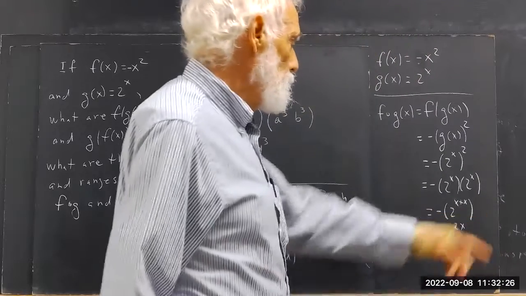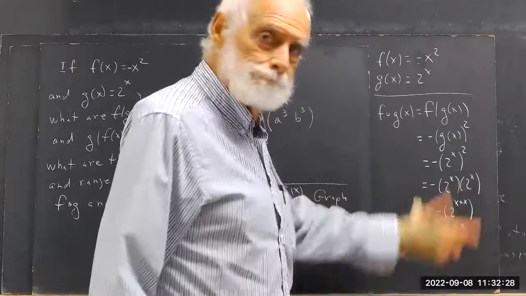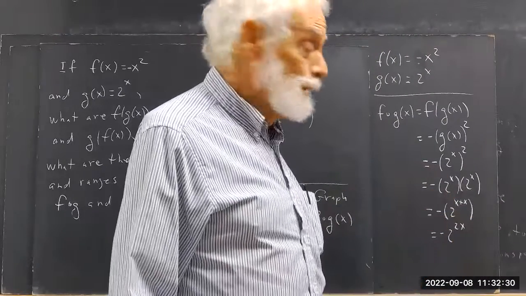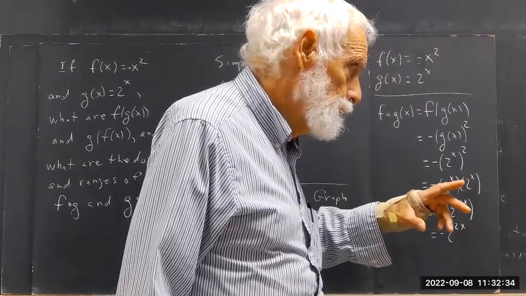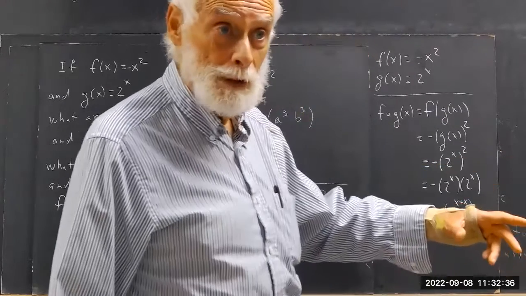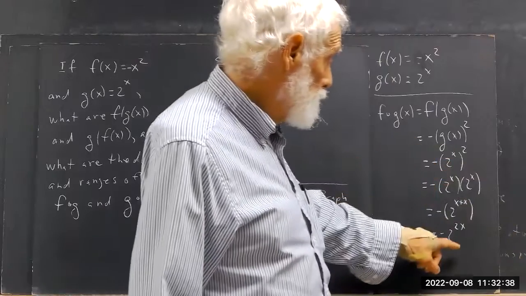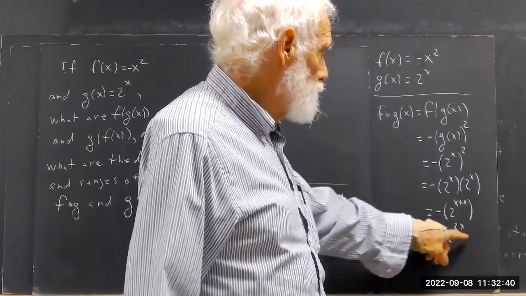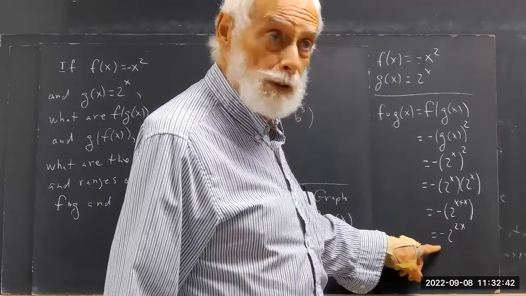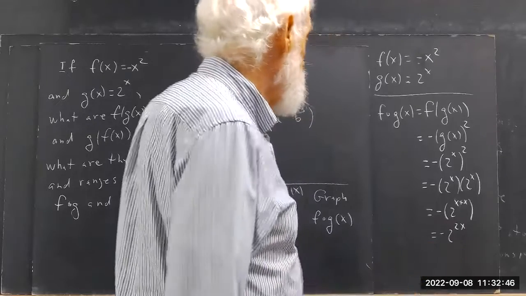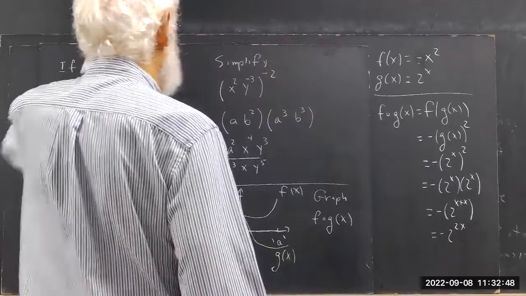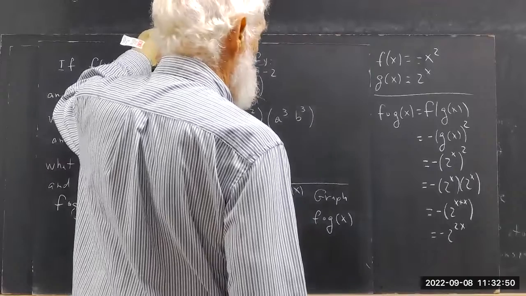And now we can drop the parentheses because of the rules of order of operations, okay? The order of operations tells you, you raise 2 to the 2x, then you take the negative, okay? Okay, so that's your F circle G of x.